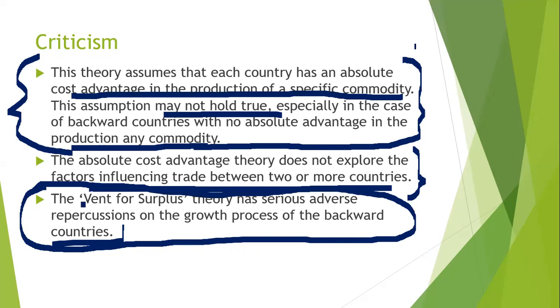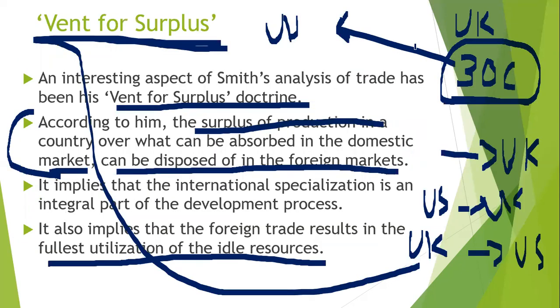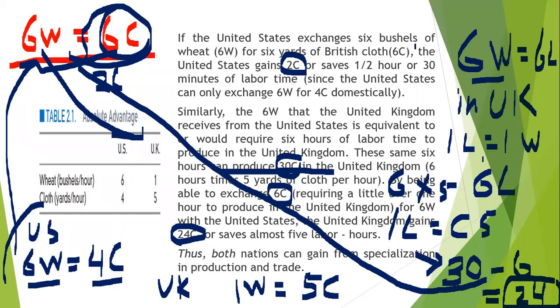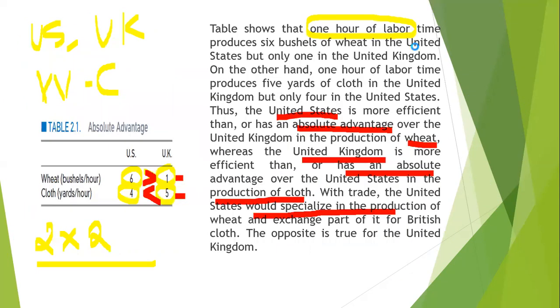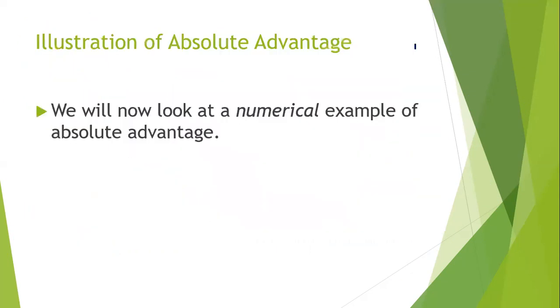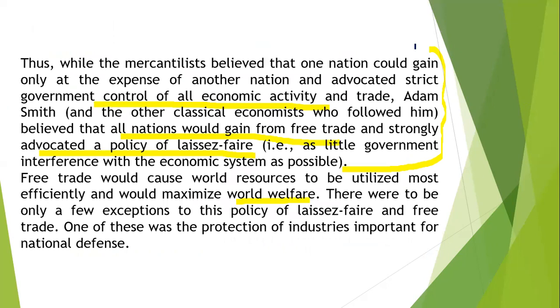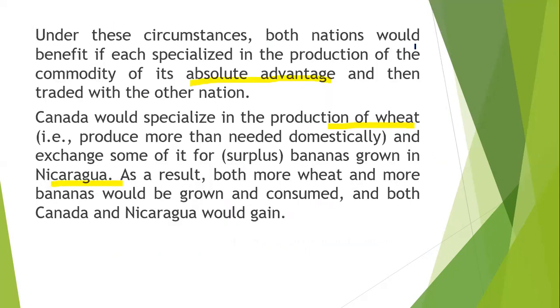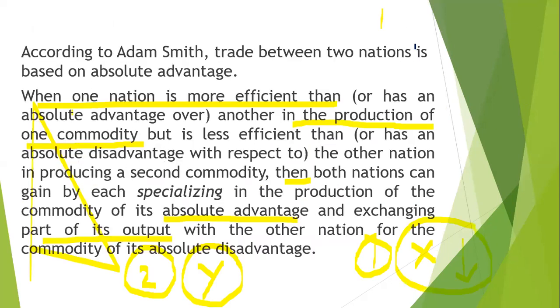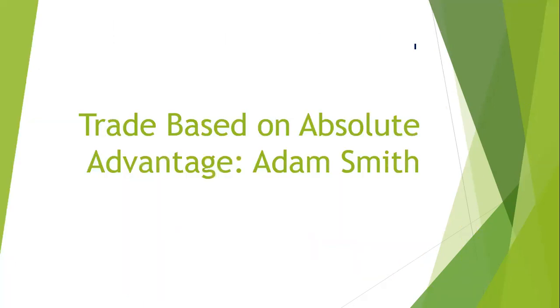So in this video, we have explained the absolute cost advantage theory with a numerical example. This is a very important development because it actually criticizes the mercantilist theory and says that international trade is beneficial for all countries. All countries means all trade partners in the world. So with this, we finish this video.